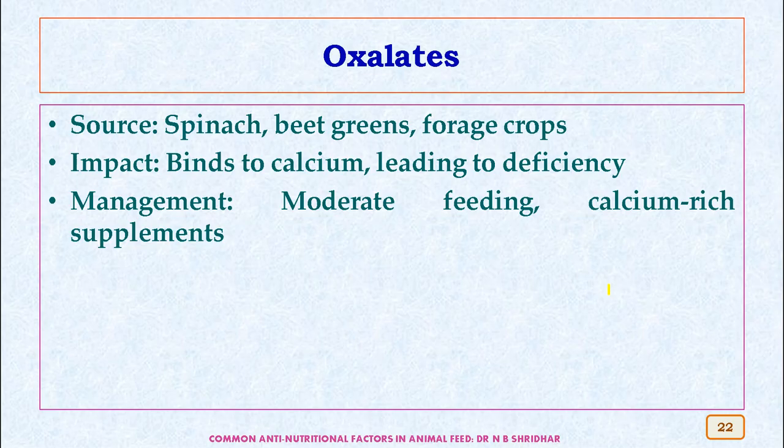We cannot avoid the oxalate-containing feed because paddy straw is one which does contain a very high content of saponin, oxalates. Then the calcium-rich supplements. If you supply the animal with too high calcium, then this may also end up with different types of problems.